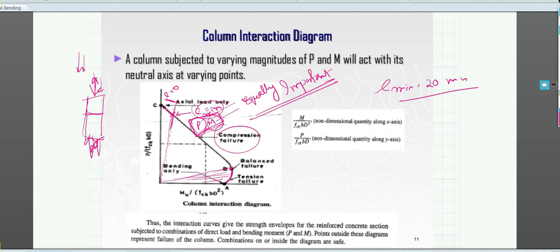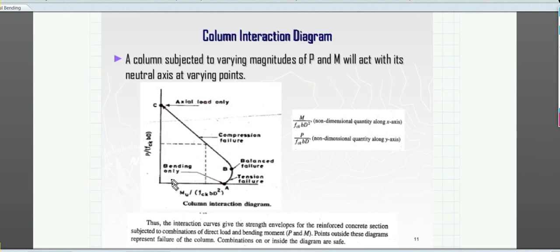As you can see, this graph is very important to us, because it helps us find out at what P by fck bD value, what Mu by fck bD square value should be there. This also helps you find out the Ast value, that is the area of steel, the percentage of steel. So this graph is called nothing but the interaction curve.